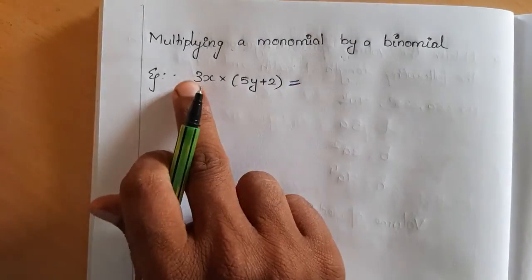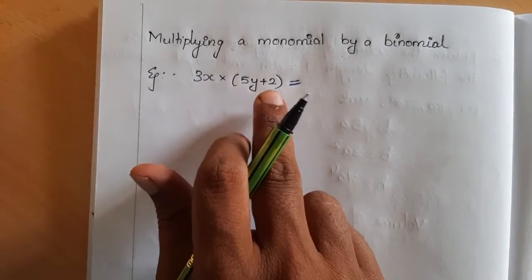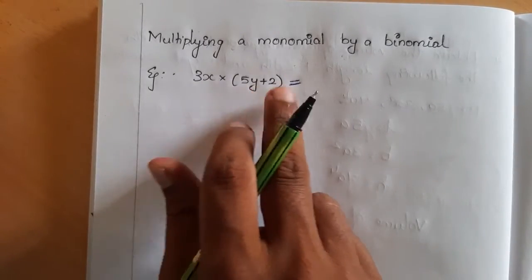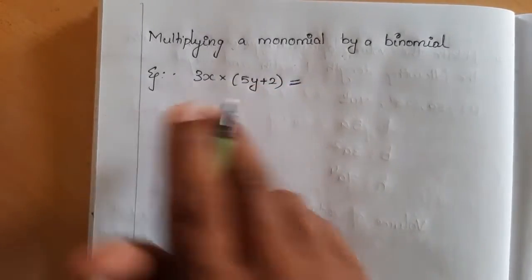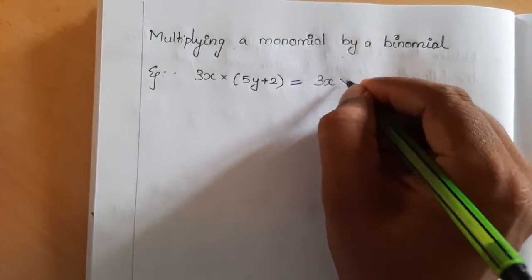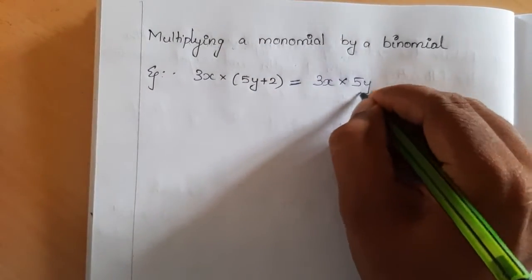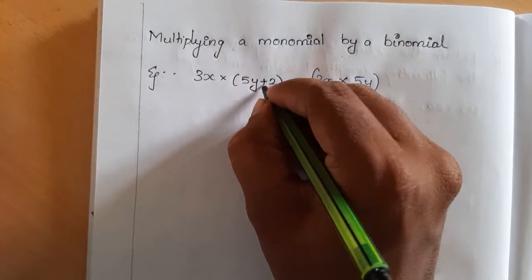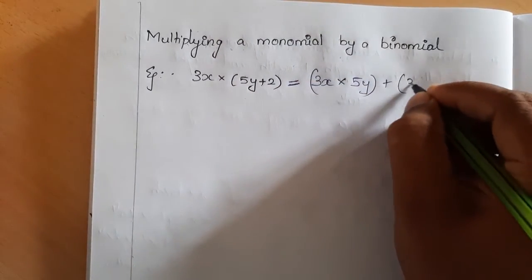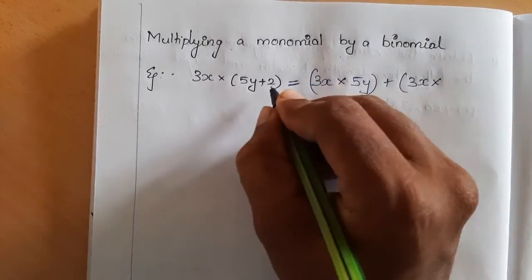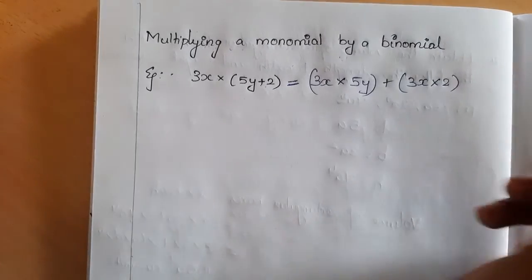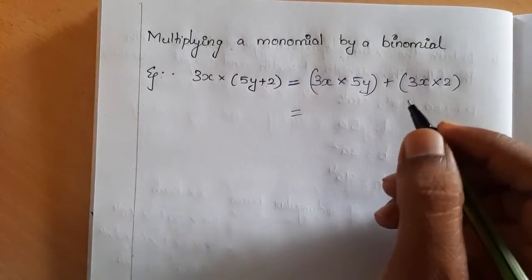So this monomial will multiply with each term of the binomial. So every term. Two terms are there, right? So 3x will be multiplied with the first term 5y, and it's addition, right? So it's added to again 3x times the second term 2. That's it. So we have to simplify and find it.